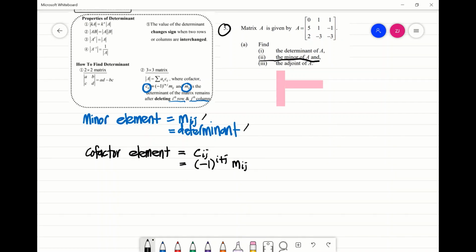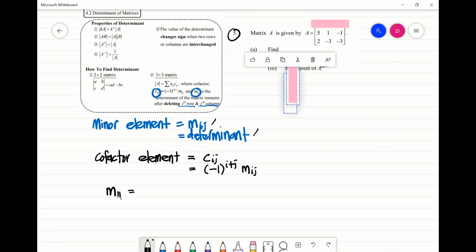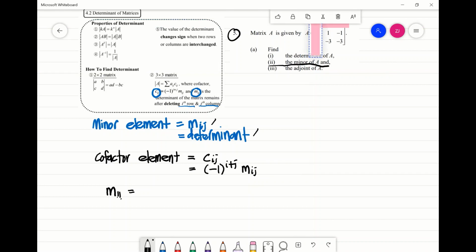In order to find M11, the first index is represented by the row and the second one is represented by the column. Minor is the determinant of the matrix that remains after we delete the respective row and column. So here we are going to delete the first row and first column. We cover the first row and first column, and now we can see the elements that remain. M11 is basically the determinant of 1, -1, -3 and -3.